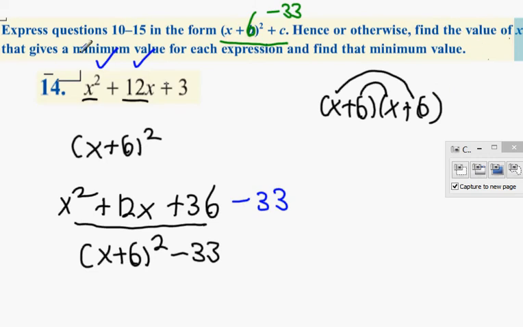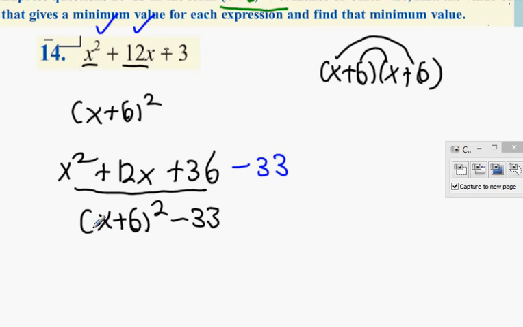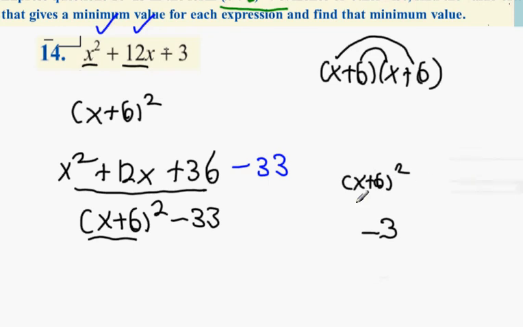Hence find the value for x which gives a minimum value for each expression and find that minimum value. The minimum value is always when we're looking for the minimum value of (x + 6)². Alright, let's test this out. If I use a minus number, so if I put in minus 9, what would the answer be for (x + 6)²? We're trying to find out what makes (x + 6)² as small as possible. That would be 3 squared, which is 9. Let's see if we can go smaller than that.